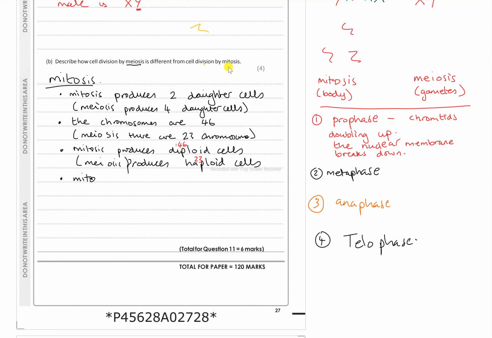Right. Mitosis produces genetically identical cells, whilst meiosis produces genetic variation in the cells. Right, what else can we say?